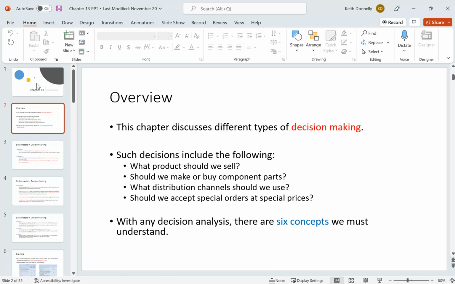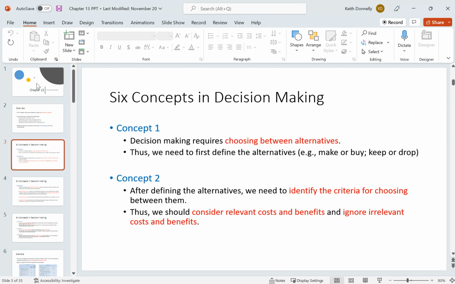Now, these are just some of the decisions we'll see, and like I said, we'll explore them more in depth with rules. But with any kind of decision we're making, that is to say, with decision analysis, there are 6 concepts we have to understand. All right, so we have 6 concepts. Let's look at them individually now.